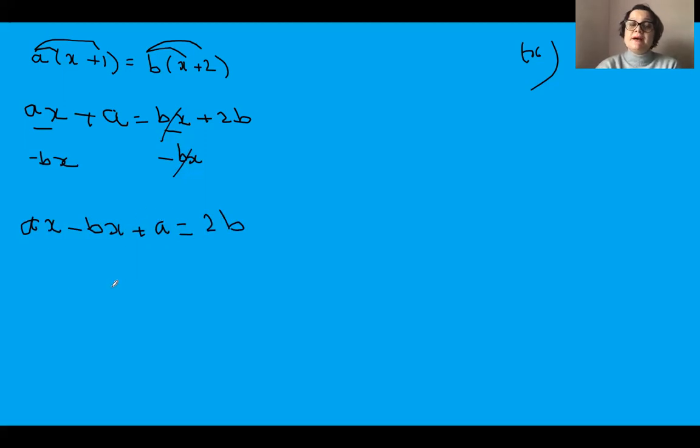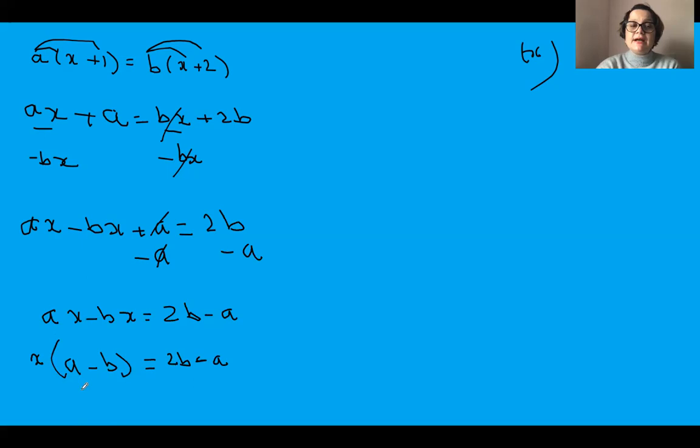The next term I must get rid of is minus a. So minus a on both sides, cancel them out. And so I have ax minus bx equals 2b minus a. Now, can you see x appears on both of these terms, in ax and minus bx? I only need one x. So I'm going to factorize x: x(a minus b) on the left-hand side equals 2b minus a.